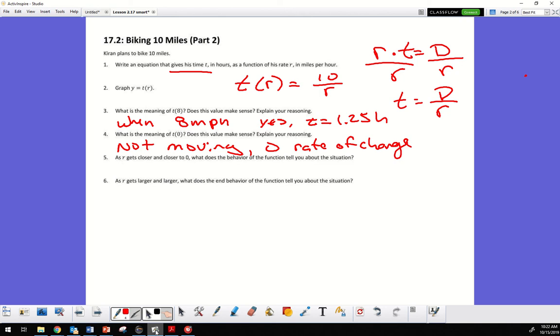Okay, it's going to take longer and longer. So the slower the rate, the longer it will take. As r gets larger and larger, what does the end behavior of the function tell you? So now, if r is getting larger, which way on my graph is it moving? Large r's.